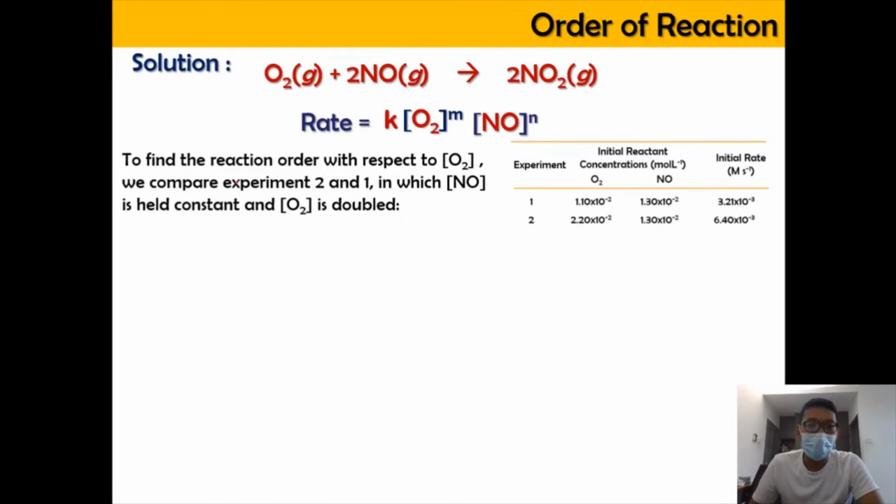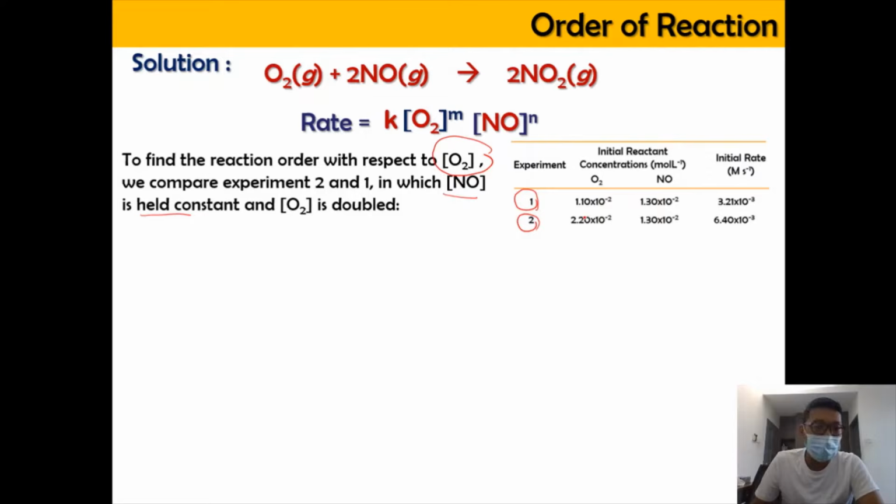Okay? So, to find the reaction order with respect to oxygen, we compare experiment 2 and experiment 1 respectively, because we have 3 experiments, right? But we focus on these 2 because the NO concentration is held constant, meaning the NO concentration is the same, and the concentration of the oxygen is doubled. As you can see here, there is a difference here.